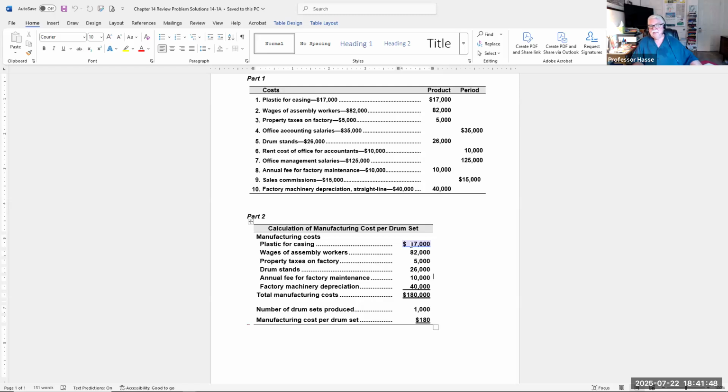Okay. Anybody have any questions about this product and period calculating? Notice when I ask you to calculate manufacturing cost per unit, all you include are the product costs of that production. No period costs are included. Any questions? Okay. Very good. Let's look at our next problem, where it takes a look at this a little bit differently.